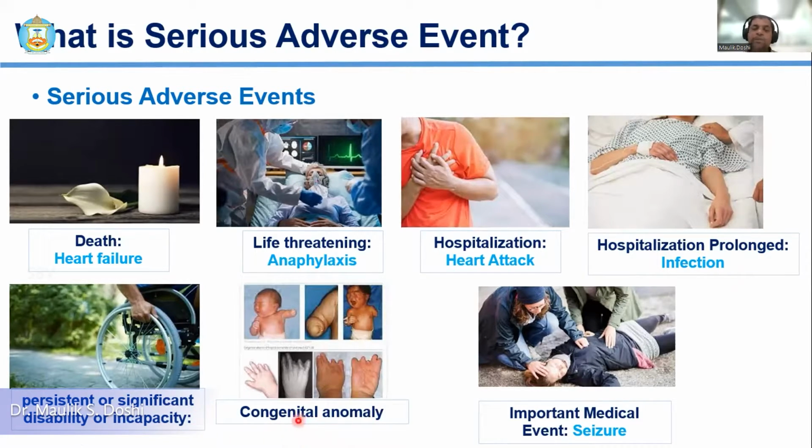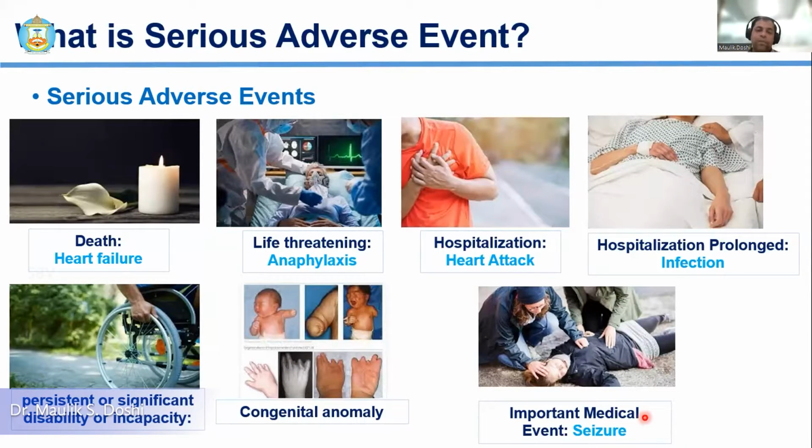Congenital anomaly: if there is a pregnant lady who is part of the study, and there is a congenital anomaly to the fetus, then it will be an SAE. Now, an important point: if there is any important medical event like seizure, now you may argue, okay, we understand the others, because it is easy to say yes or no. Persistent we understand, life threatening we understand, hospitalization is very clear, prolonged hospitalization is very clear, congenital abnormality we can identify. But what are these important medical events?